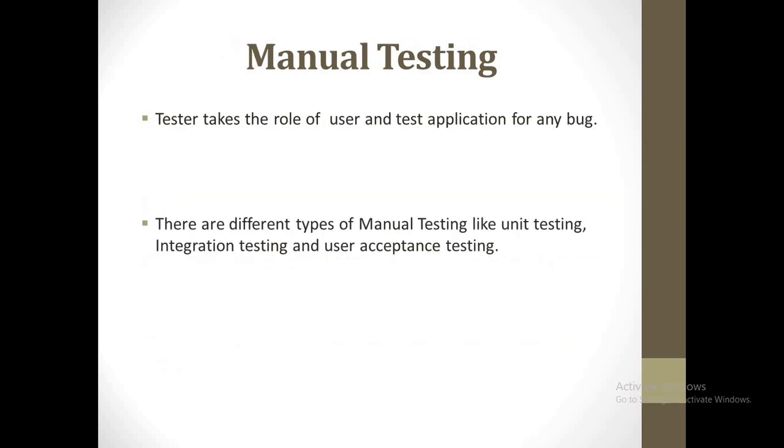Manual testing is the opposite of automation. Here we try to take the role of the user and test the application for any bugs. Manually we do that by using some people known as testers, and there are different types of manual testing such as unit testing, integration testing, as well as user acceptance testing.